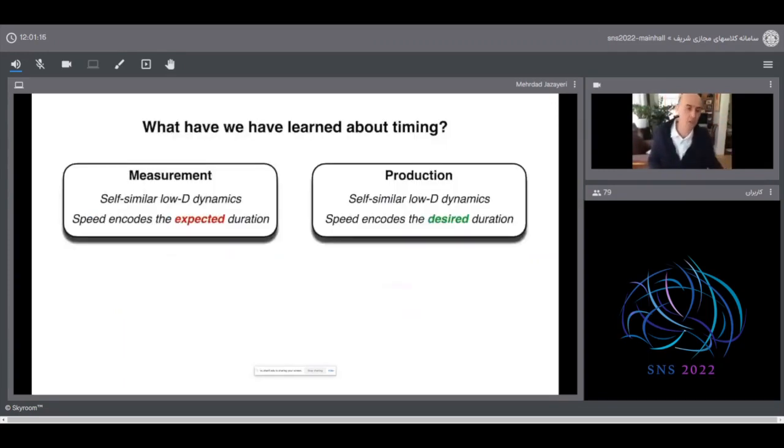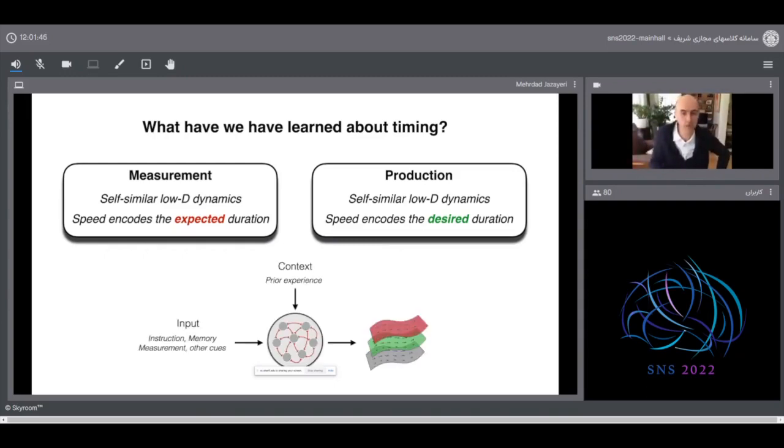the new mean. Okay, so what we have learned about timing through this sort of computational through dynamics are two things. At the time production, we found self-similar low-dimensional dynamics, and the speed of the neural trajectories, which is fundamental to studying dynamics, encodes the desired duration. And for measurements of time intervals, again, we find self-similar curved trajectories, and the speed encodes the expected duration, although the actual duration might be a little bit longer or shorter.